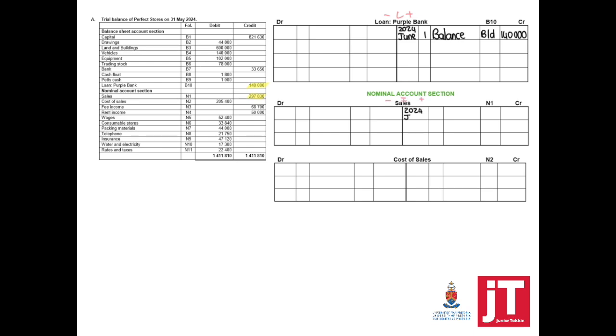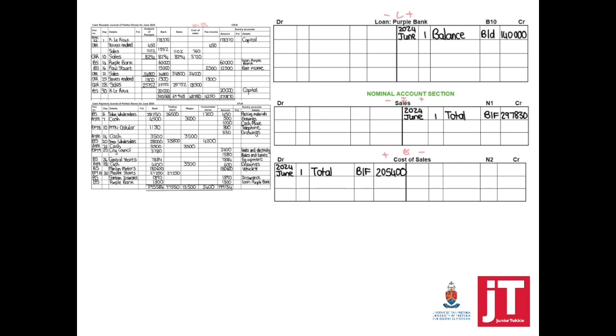Sales is an income, so the total brought down is on the credit side, and cost of sales, an expense, total brought forward on the debit side. Take note, balance sheet account section, balances. Nominal account section, total.